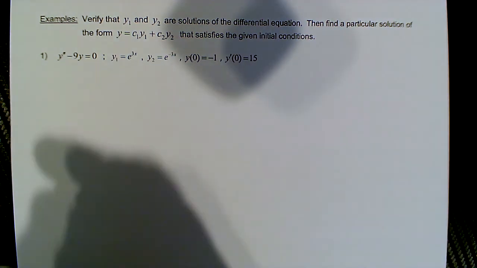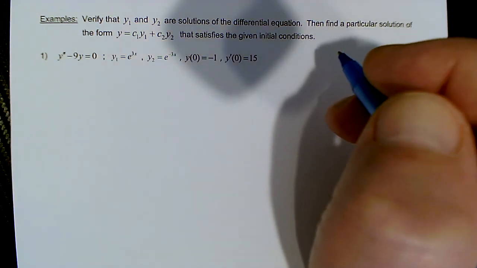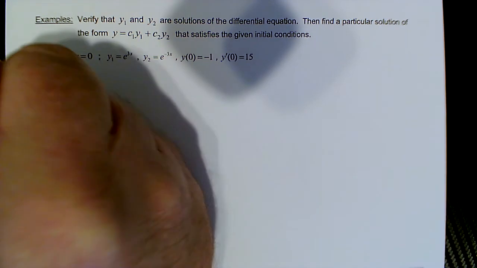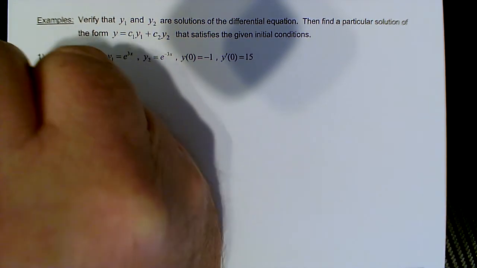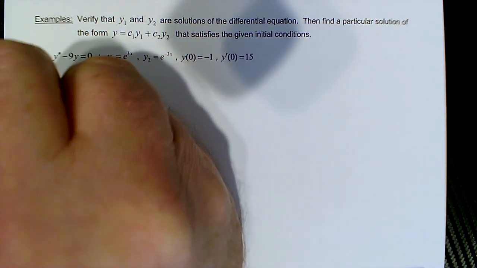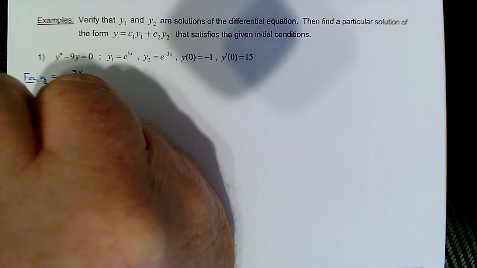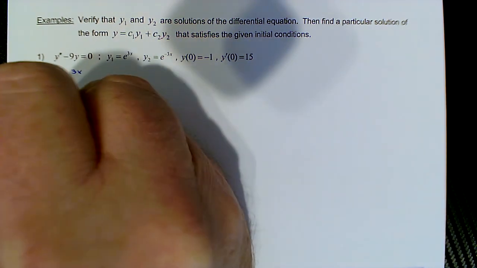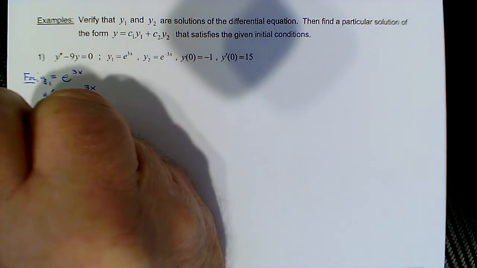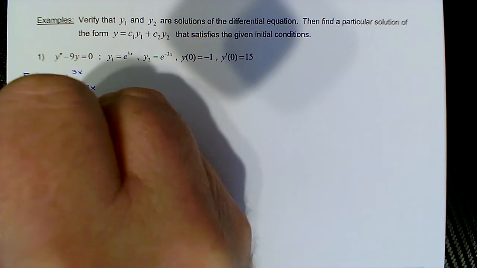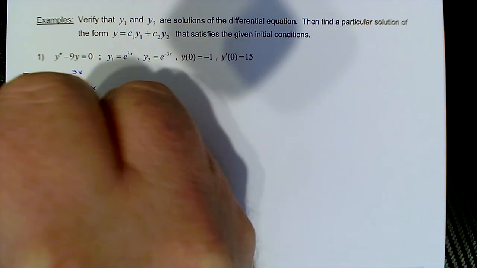So, to be formal, we'll say for y sub 1 equaling e to the 3x. We're going to need two derivatives, so y sub 1 prime to verify. It's going to be e to the 3x times 3, or 3e to the 3x, and y sub 1 double prime will be 3e to the 3x times 3 again, so 9e to the 3x.